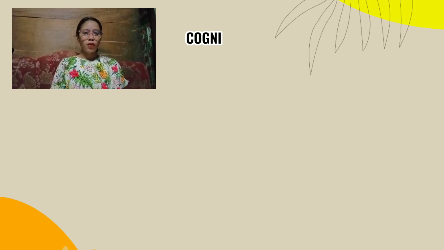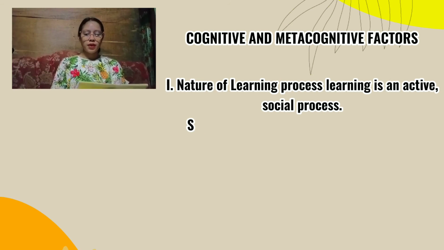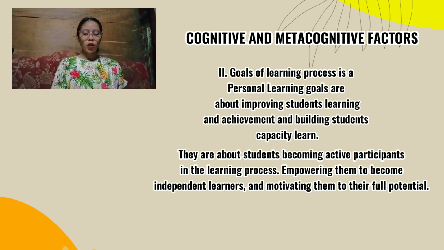My report is all about cognitive and metacognitive factors. Number 1, nature of learning process, which means learning is an active social process. Social constructivist scholars view learning as an active process where learners should discover principles, concepts, and facts themselves. Number 2, goals of learning process.